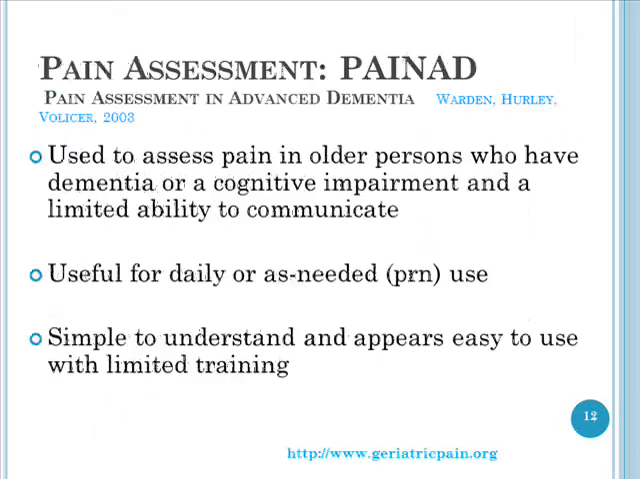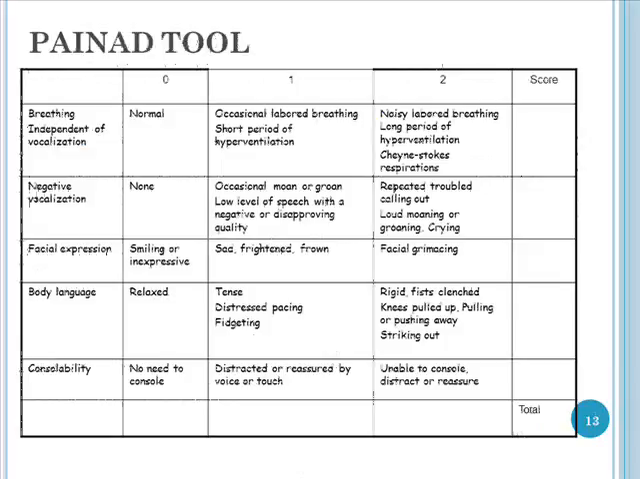The first tool is the PAIN-AD. And this is a tool that was developed to assess pain in persons with dementia. And it might be useful for use on a daily or as-needed basis. It's simple to understand and appears easy to use with limited training. Can be used by CNAs to help screen for pain on a regular basis. This slide illustrates the tool, and you'll see there's 5 categories of behavior: breathing, negative vocalization, facial expression, body language, and consolability. And each category of behavior is rated as 0, 1, or 2.